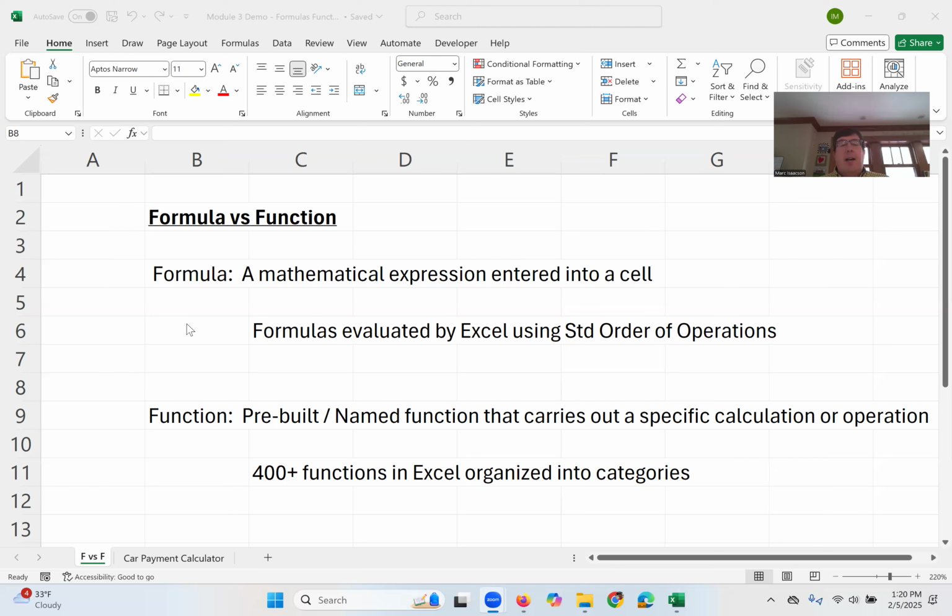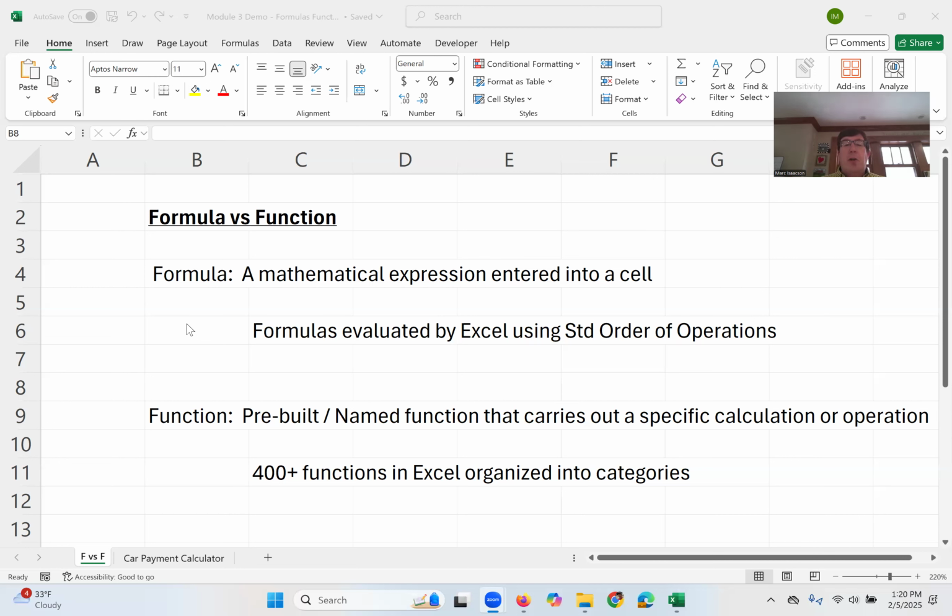And in Excel, I just Googled this because it changes from version to version. There's over 400 functions in Excel. People sometimes get a little bit anxious over that. I think the number that came up in my Google search was about 450. But in this class, we're not going to learn 450 functions. I know a lot of functions, but I don't know 450 or 400 functions. In this class, we're probably going to learn somewhere in the ballpark of 25, maybe 30 functions, which is just a sliver.